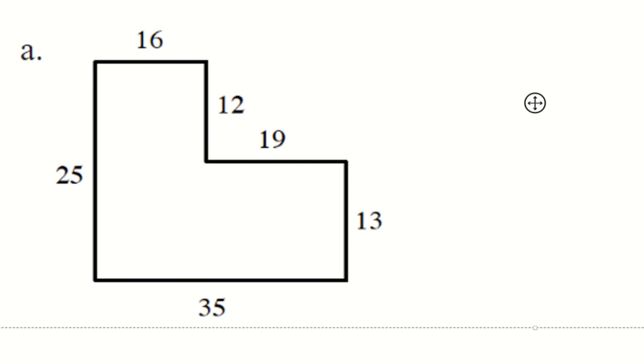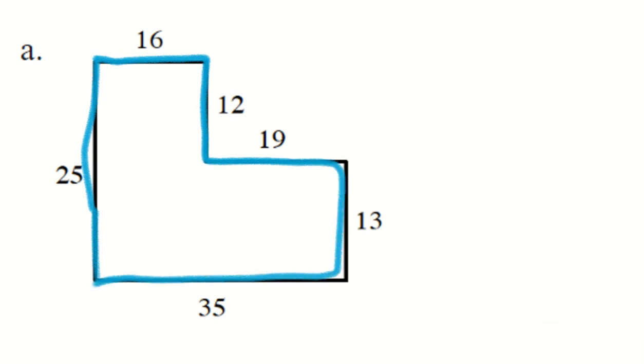The perimeter is the sum of several pieces, right? The perimeter is 25 plus 16 plus 12 plus 19 plus 13 plus 35. So that would be the perimeter. And there's no icon saying don't use a calculator, so I'm going to use one.